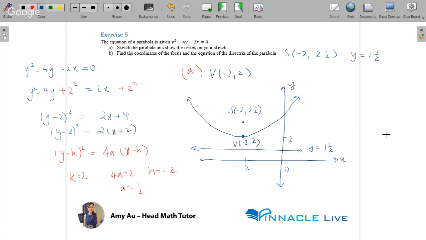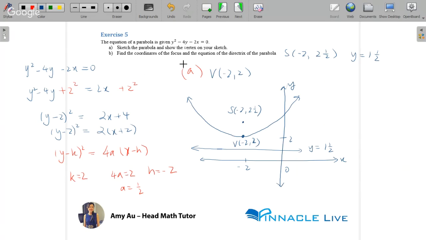So just to summarize the steps here, we've got the equation, which we need to complete the square first so that we know the standard form. So add 2 squared to both sides. Now you've got a perfect square. Then you can compare that to the standard form and read off all the values.